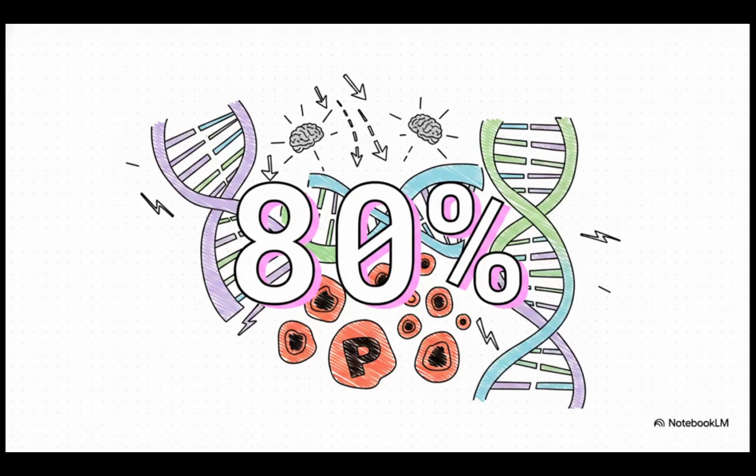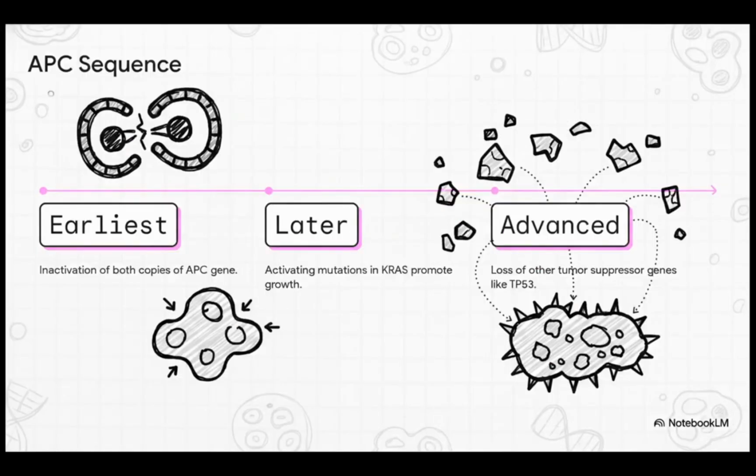I want you to lock this number in your brain right now, 80%. This specific APC pathway is, by far, the most common route. We're talking up to 80% of sporadic colorectal cancers. So if you see sporadic cancer on a test, boom, your mind should immediately jump right here. And here is your exact flowchart for that 80%.